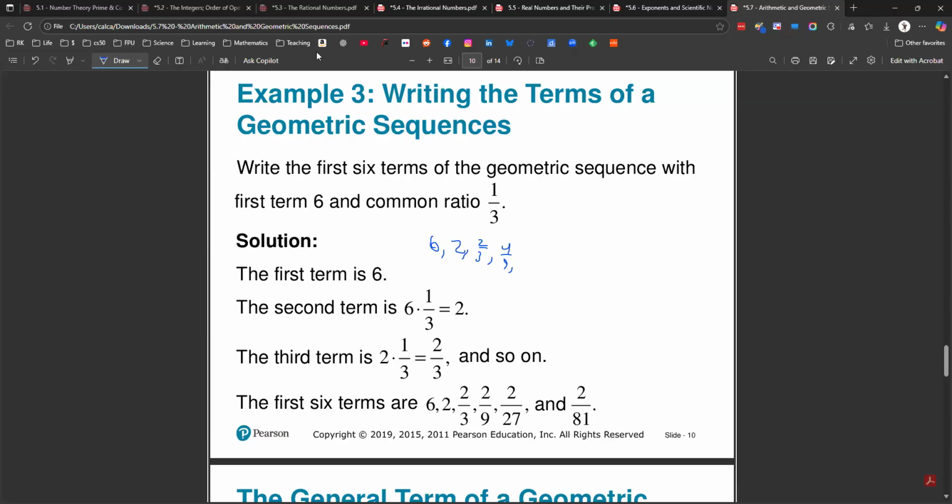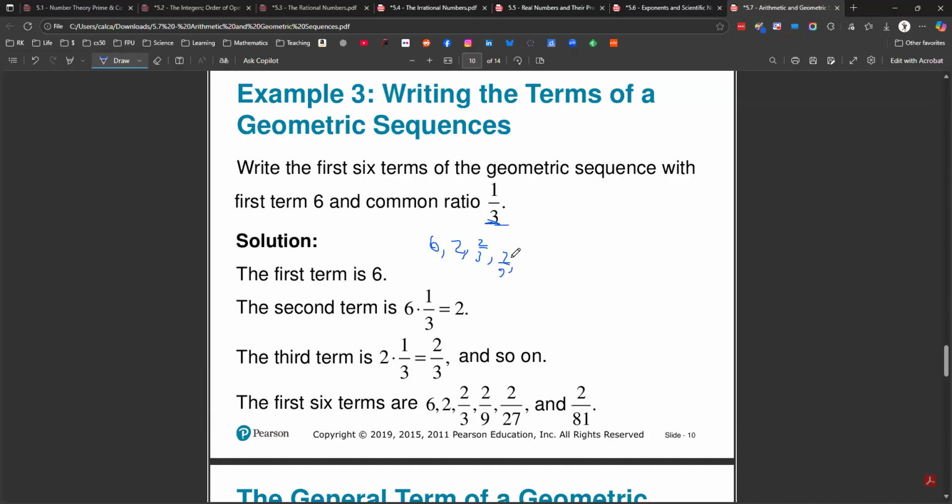Okay, I think I multiplied by the wrong number. Oh no, that's right. Okay, I think I was saying 1/3. Oh, I did mix it up. That's where I made a mistake right here. Sorry about that. So I multiply 2/3 by 1/3, and I'm going to get 2/9. My common ratio was 1/3, not 2/3, which is what I was thinking for a second.